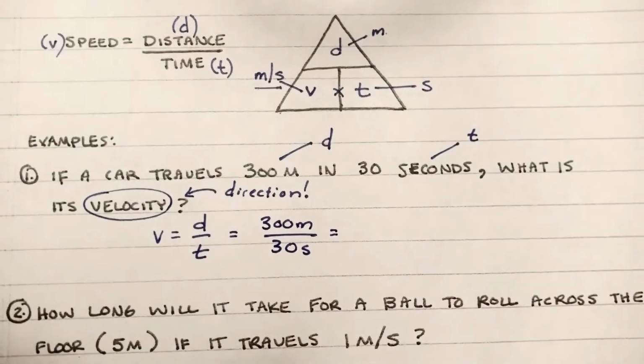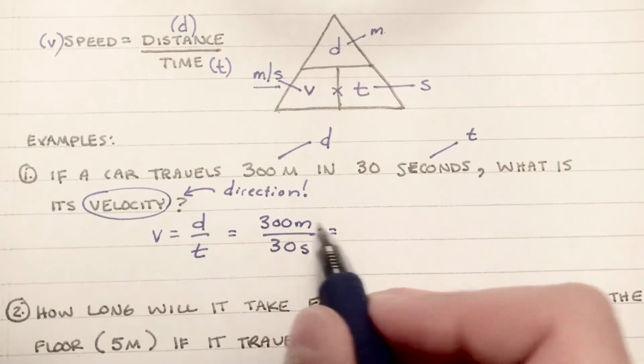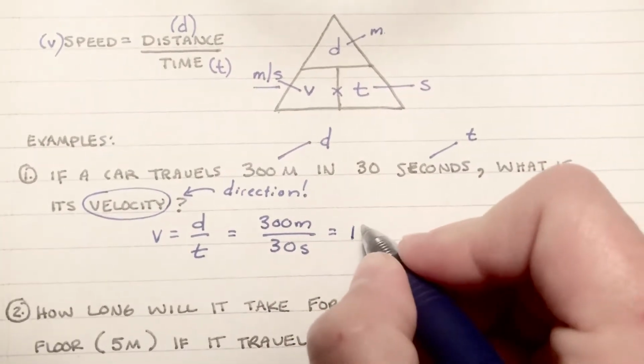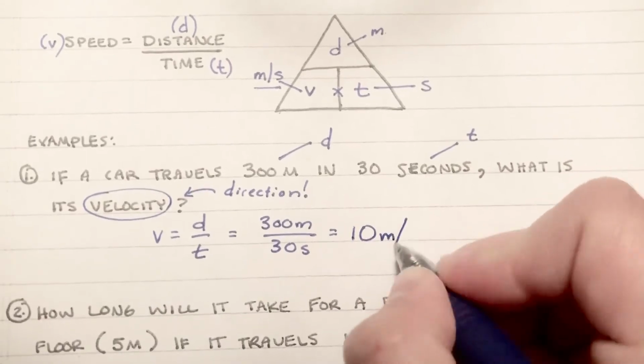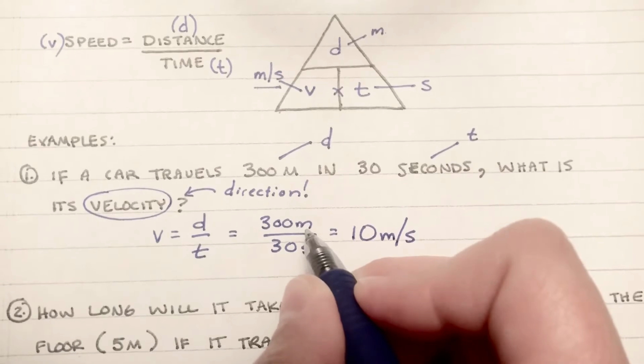And you guys can use your calculator on your phone or your computer or whatever. You may be able to do this in your head. 300 divided by 30 is going to be 10. And then you divide the units just like you divide the numbers, so meters per second.